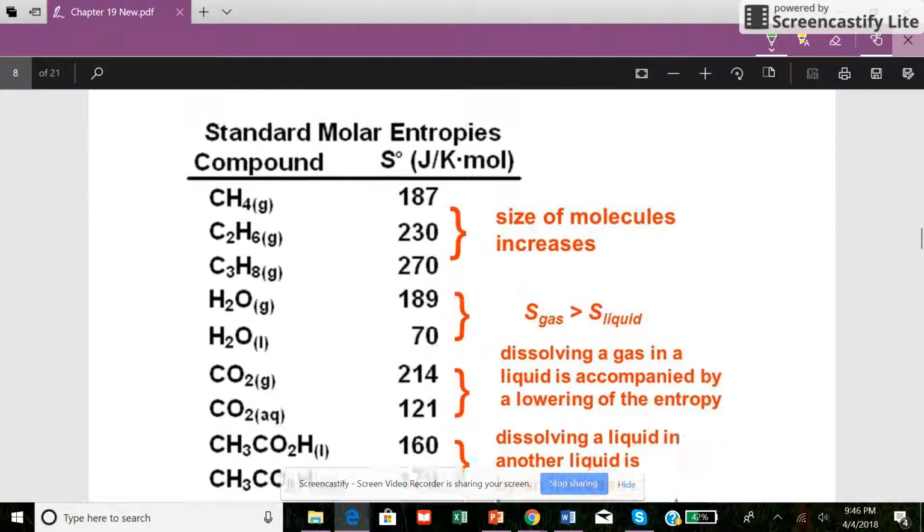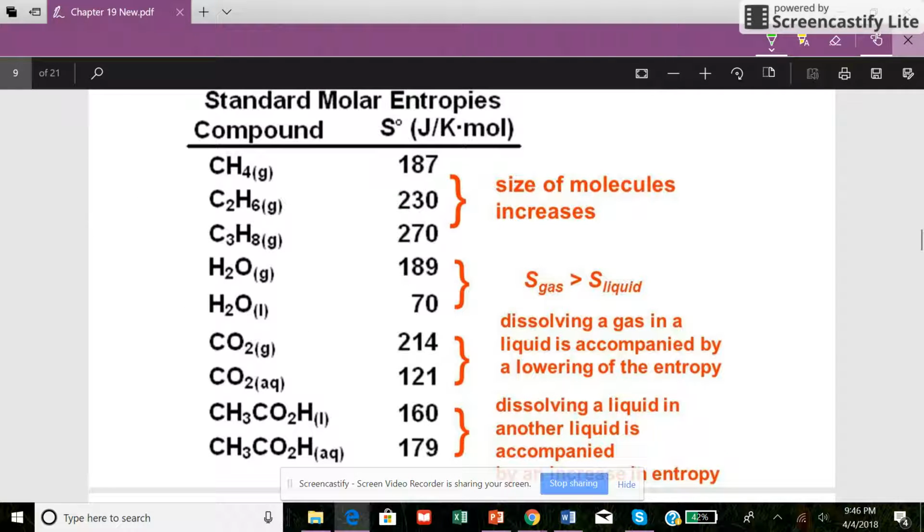Something like this. You see that we have methane, and then ethane has 2 carbons, and then propane has 3 carbons. You can see that the entropy progressively increases as you increase the number of carbons.